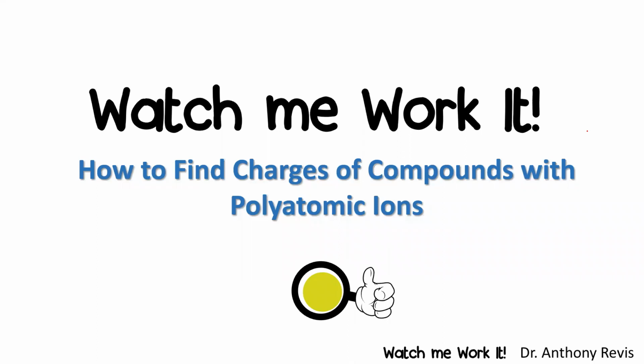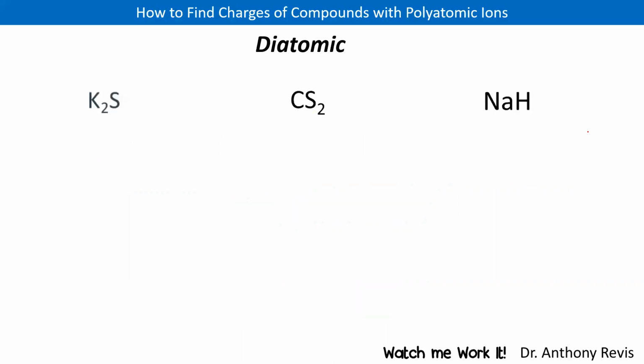How to find charges for compounds with polyatomic ions. Let's start with some that aren't polyatomic so we can get the process down. When we look at a compound that's already made, we recognize that you always have an electropositive side and an electronegative side. That's how compounds form. And so we split them down the middle.